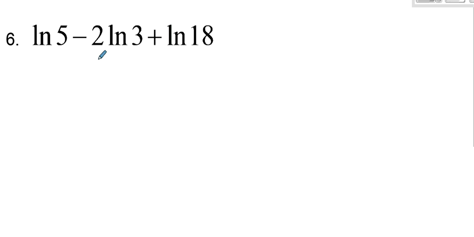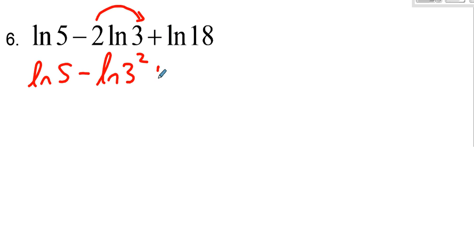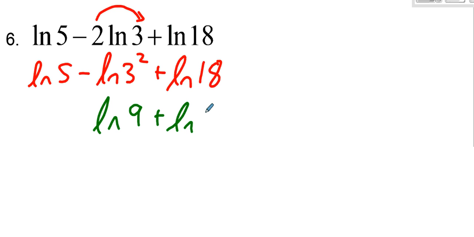So we got natural log 5. We've got a number in front, becomes an exponent. If you didn't want to write 3 squared, you could have just written 9, because that's 3 squared.